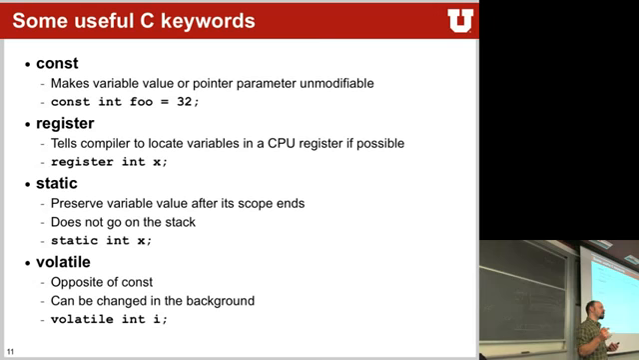So what you do is you declare this as volatile, and then you know it will actually read that particular memory location all the time.